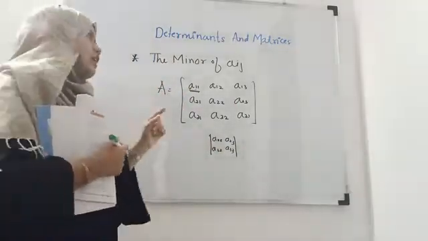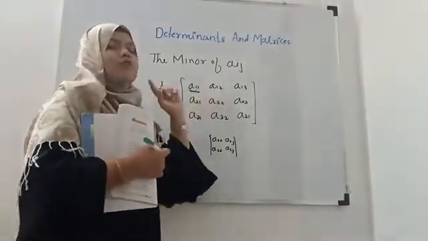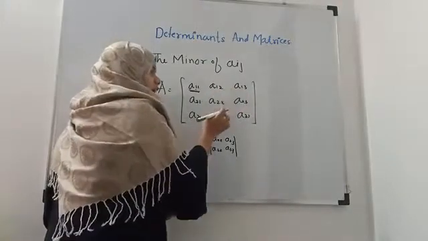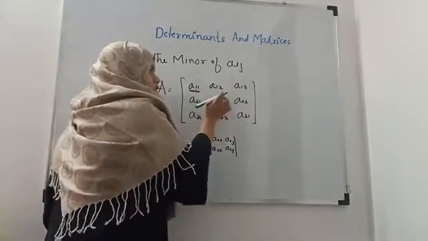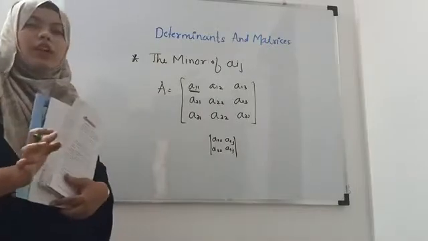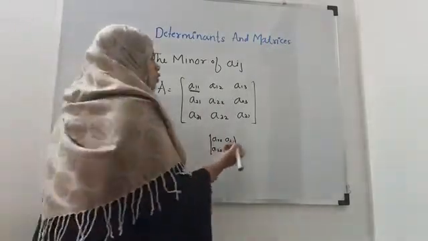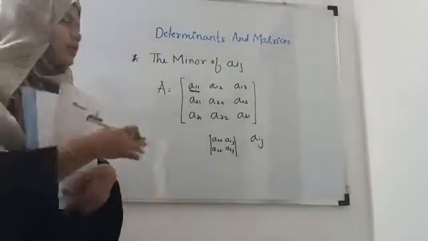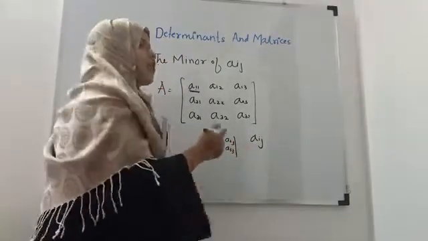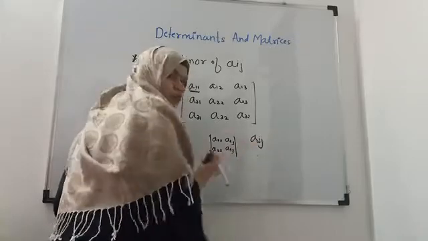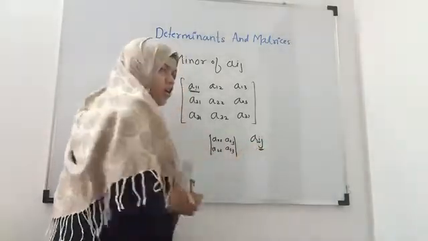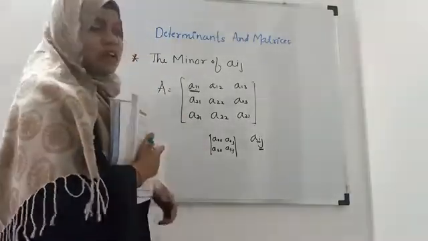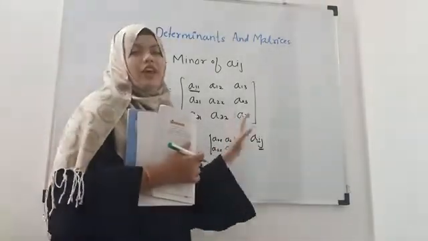Similarly, if you want to find the minor of A12, you have to eliminate the first row and the second column. 1 means first row, 2 means second column. So in general, if you want to find the minor of any element Aij, you have to eliminate the ith row and jth column, and then find the determinant of the remaining entries. So it will give you the minor of Aij.